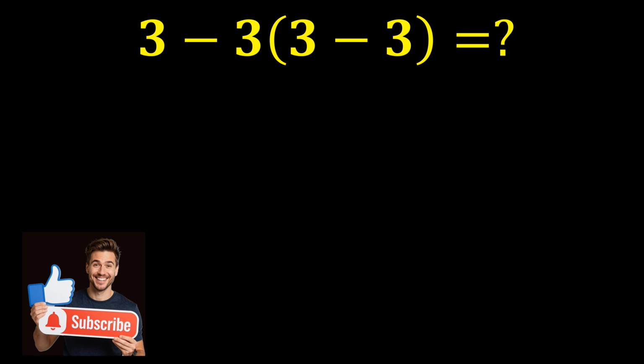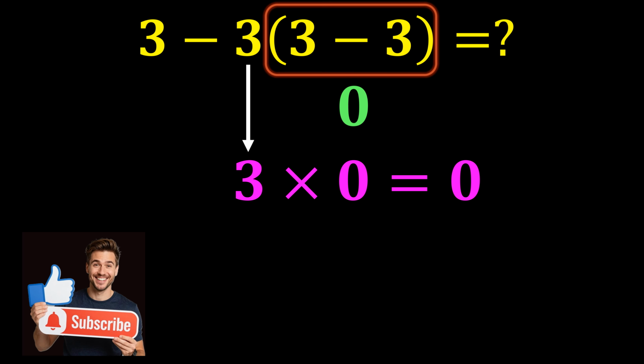According to the PEMDAS rule, we first solve inside the parentheses, 3 minus 3 equals 0. Then comes multiplication, so 3 times 0 equals 0. Finally, 3 minus 0 equals 3.